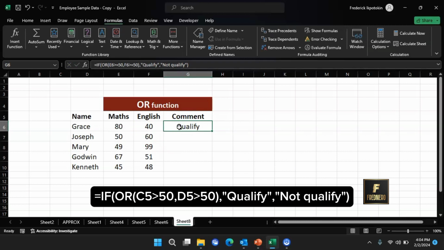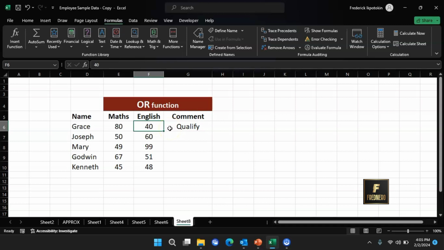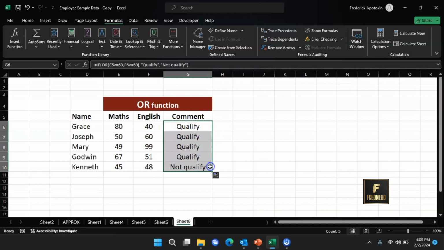Now, as you can see, the first one says what? Qualify. Remember, OR simply means if one of the conditions is met, it will give you true. Now you can see that in this one mathematics is greater than 50, English is less than 50. One of the conditions was met, so it gives you what? Qualify. Now let's check out the others.